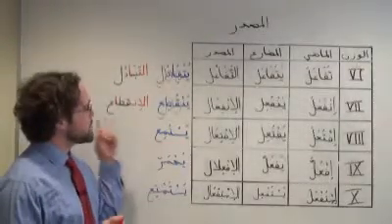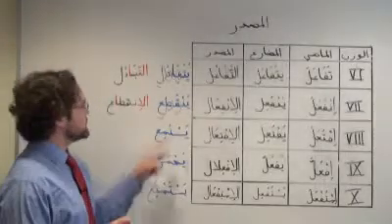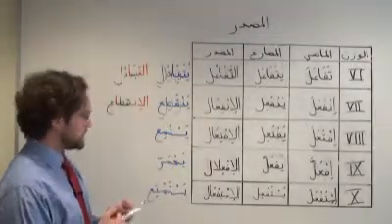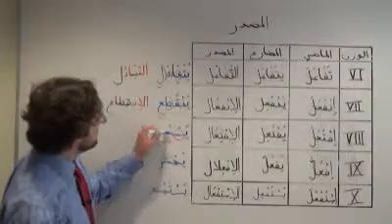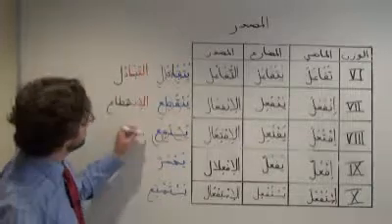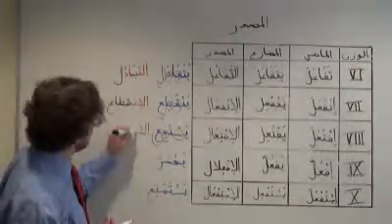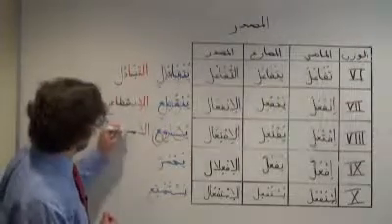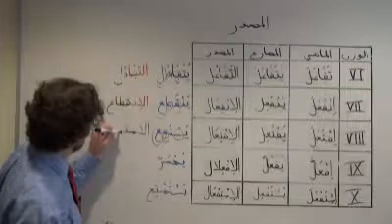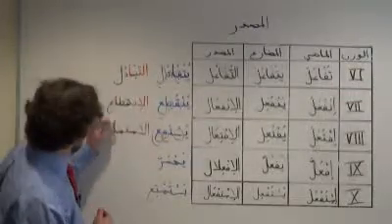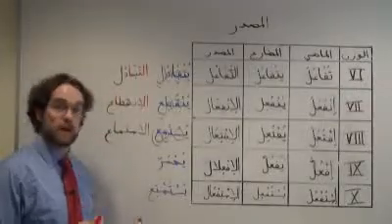Form 8, yastami'a, meaning to listen to something. If we want to turn it into our masdar, we have to identify that judhr, which is sin, mim, ayn, and we wind up with istima'. Al-istima', listening.